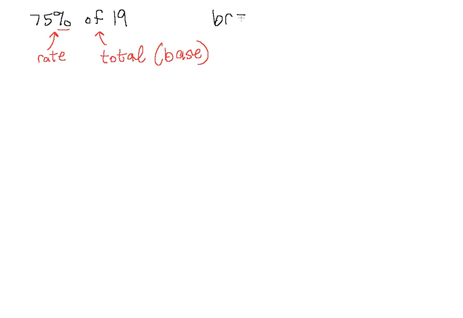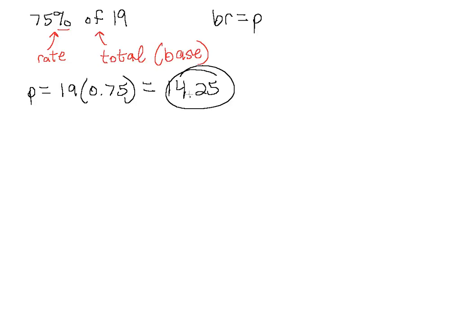Well, we have our percent equation, BR equals P, so we actually already have it solved for P, so let's go ahead and plug in. So our P, our part, is going to equal B, 19, times R, which is 0.75. And then we simply multiply, and that gives us 14.25. 14.25 is 75% of 19. Okay, so very straightforward, very simple. Just getting familiar with our percent equation. Let's go ahead and do one more. We have time for one more.